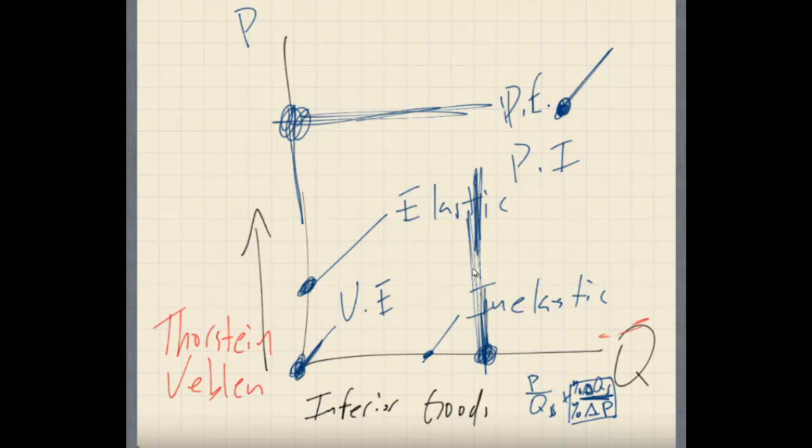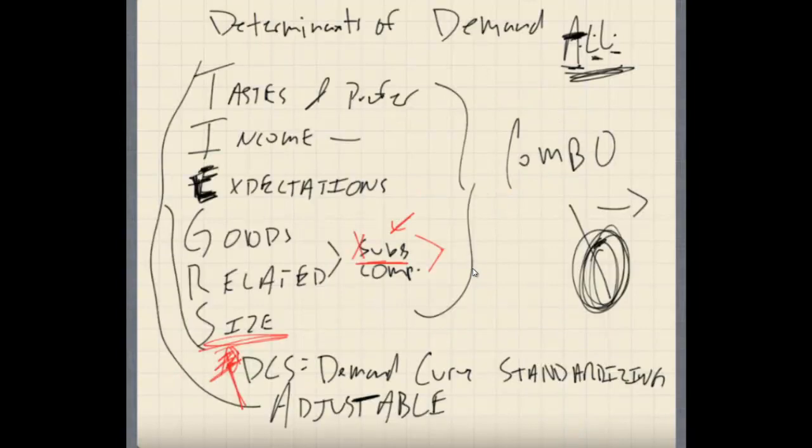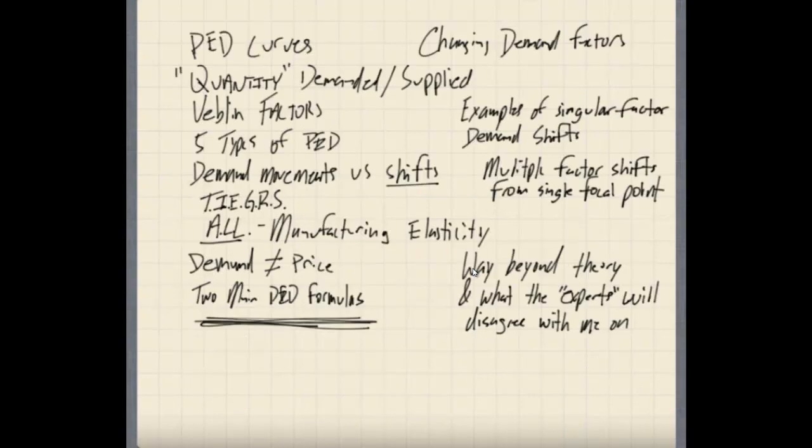Make sense? Okay, I think that covers just about everything on our items here. All these items should make sense. We've covered these in the last few: the five types of elasticity, the Veblen factors, quantity demanded and quantity supplied as elasticity curves, demand does not equal price, and the two main elasticity formulas, both for supply and demand.